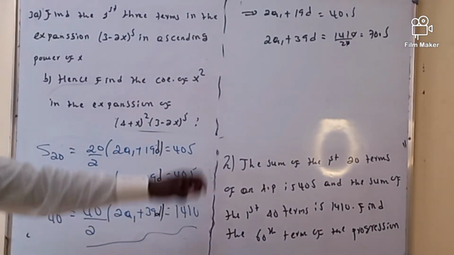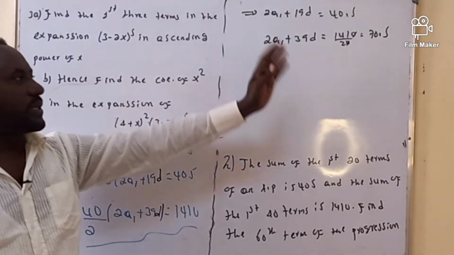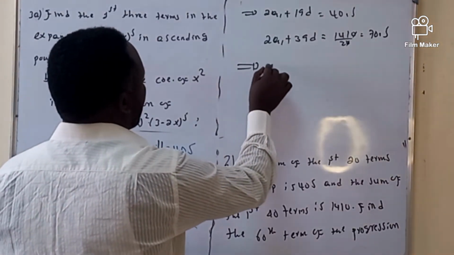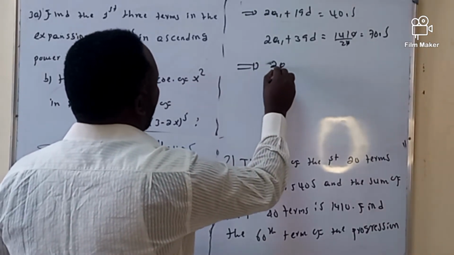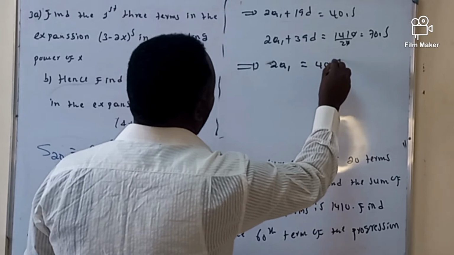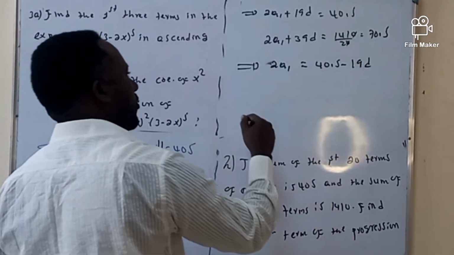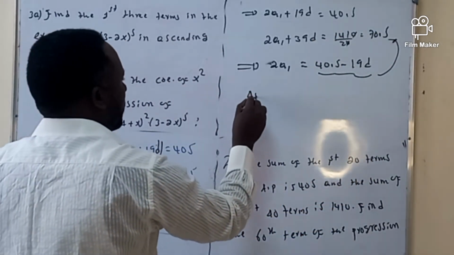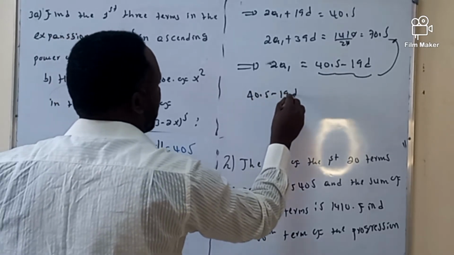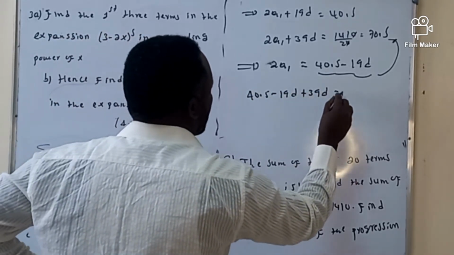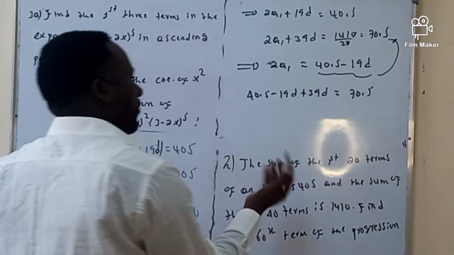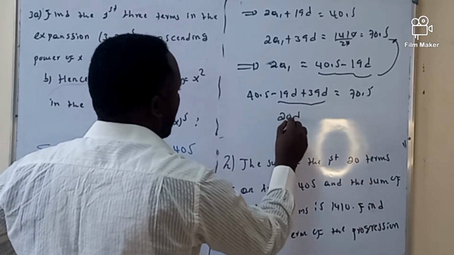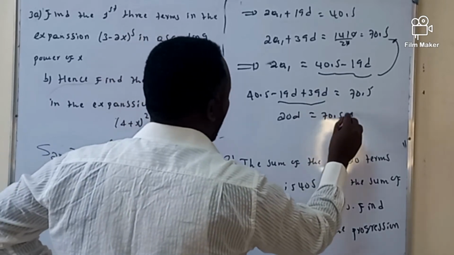So if the number of equations and the number of variables are the same, we can solve this problem simultaneously. From here you can say that 2a1 is going to be 14.5 minus 19d. You can plug this into the second equation, and now we have 14.5 minus 19d plus 39d, which is going to be 17.5. So from here, this is negative, this is positive. Now this is going to be 20d, which is equal to 17.5 minus 14.5.